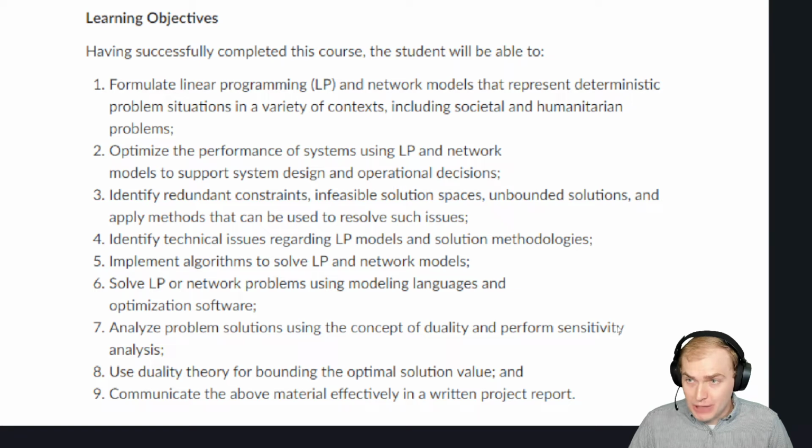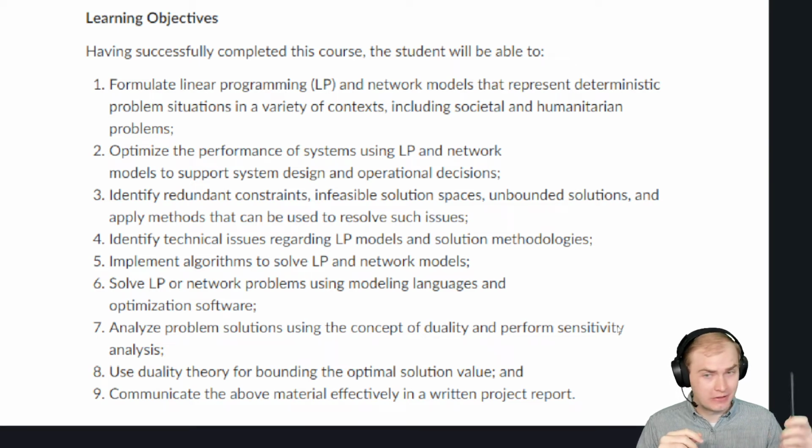So what will we be doing in this class? This comes from the syllabus that I was sent. This is what you were expected to know by the school. You're going to be able to formulate linear programs and network models that are deterministic and that apply to a variety of contexts. You're going to be able to optimize on those LP and network models. You're going to be able to identify redundant constraints and feasible solution spaces, etc. Identify technical issues regarding LP models and how we solve them.